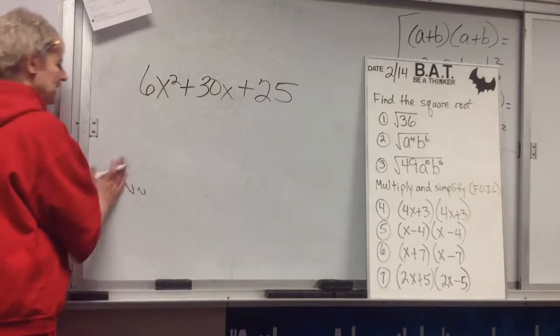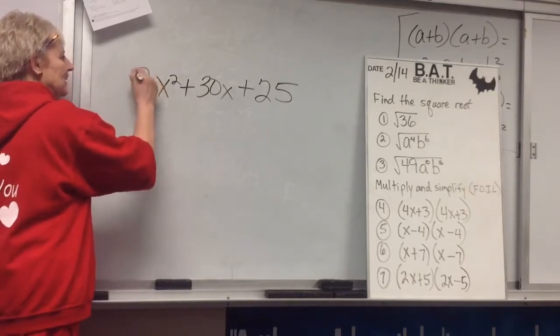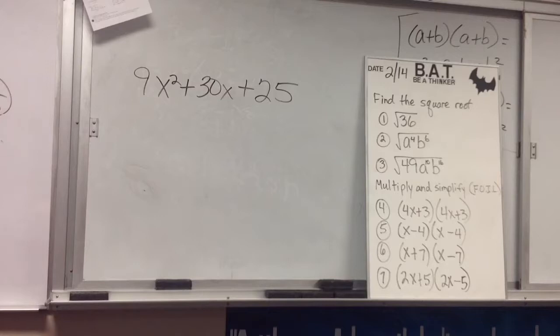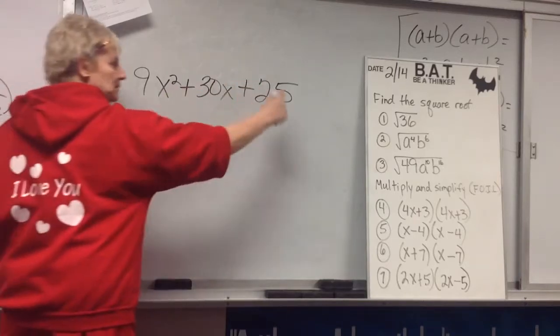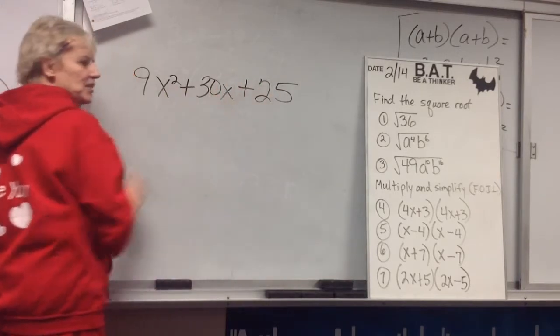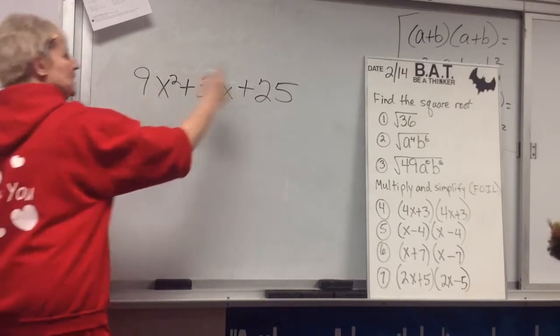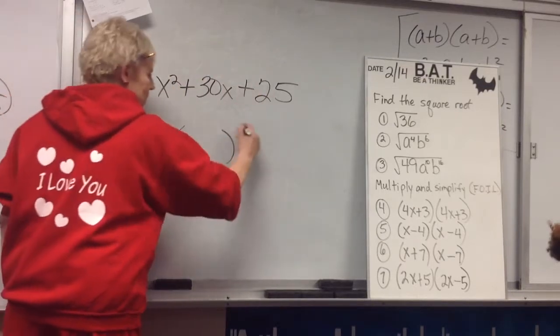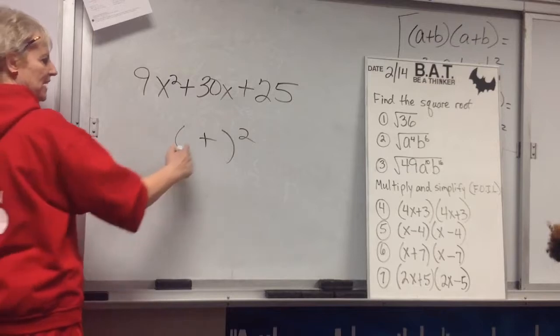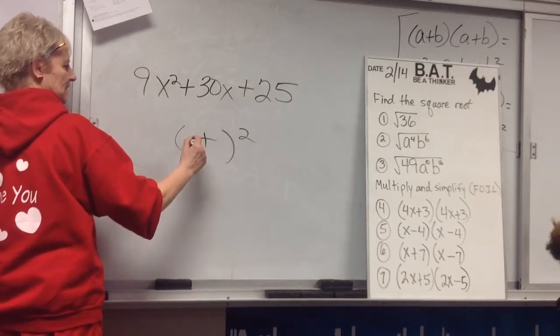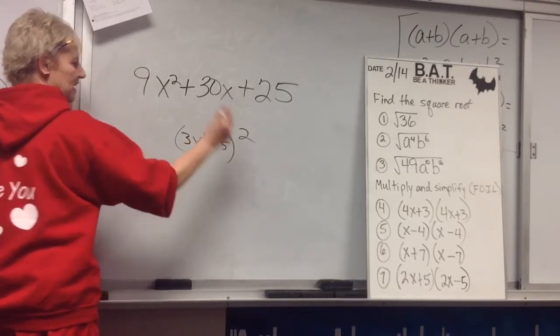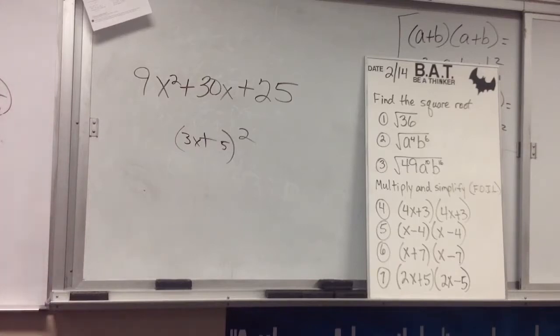Now, how can I make it 1? Right here. Eight. Now it's 1. Because 3 times 5 times 2 is 30. So now, instead of doing 9 times 25, what are the 2 factors here? 3x and 5. Done. Get it?